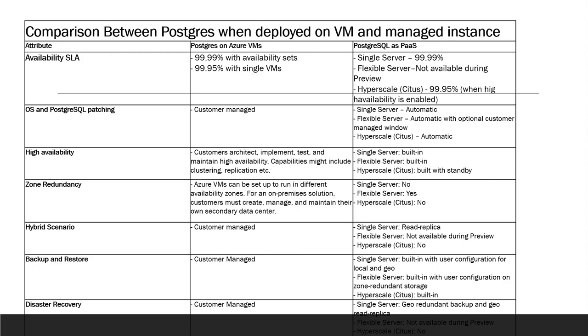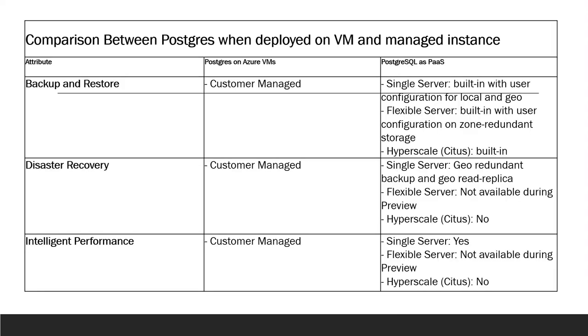Backup and restore, if you are using the virtual machine, you have to do it yourself. If you are talking about the single server, then the user configuration for local and geo is available, and for Hyperscale, it is built in. Disaster recovery, you have to do it yourself, but in the case of single server, flexible and Citus, it is not available. But for a single server, you have geo-redundant backup and read replicas available. Backup and restore is available in the platform as a service.